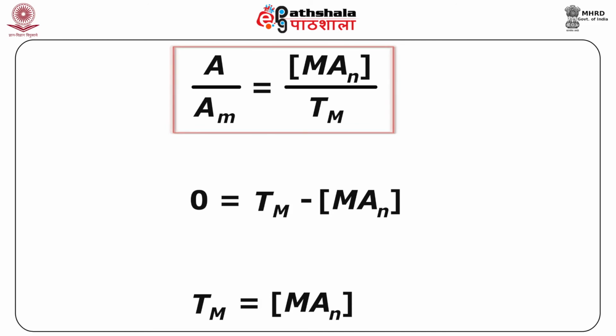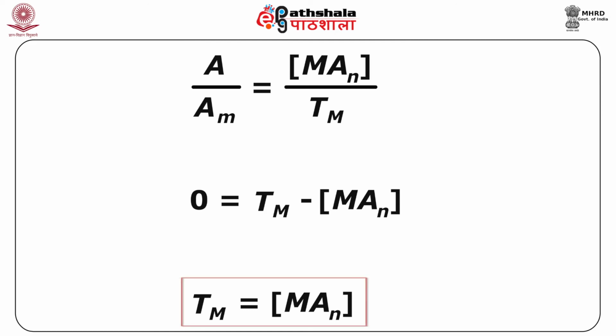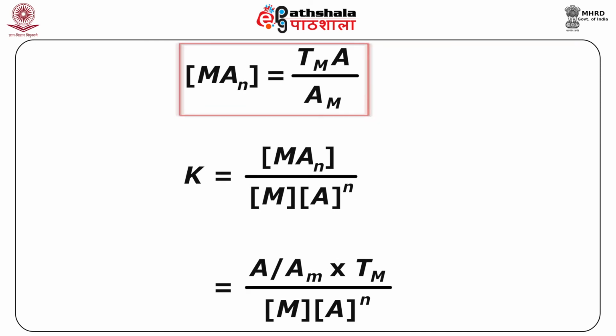Let us assume that at absorbance Am, the whole complex has been formed and the whole metal is consumed. So, we can write the expression as A upon Am is equal to complex concentration upon total metal ion concentration Tm. Now, we know that we have expressed the free metal ion concentration, capital M, as Tm minus complex concentration. So, at Am, the free metal ion concentration becomes 0 and Tm becomes equal to the complex concentration. So, what we obtain is the complex concentration at Am as Tm into A divided by Am.